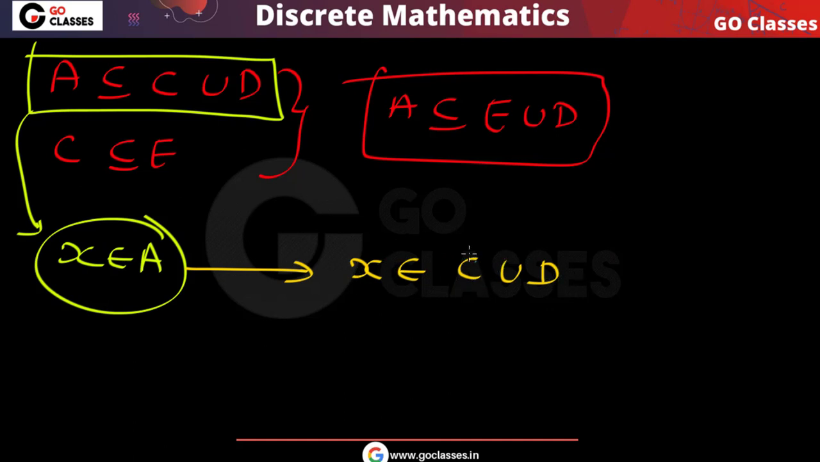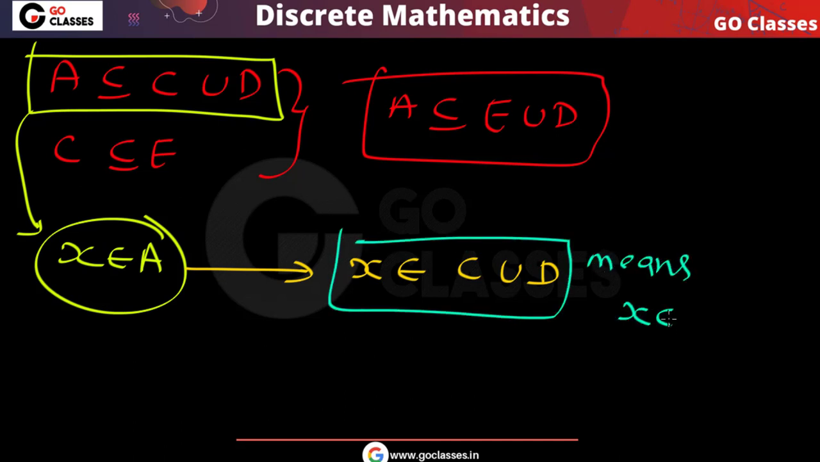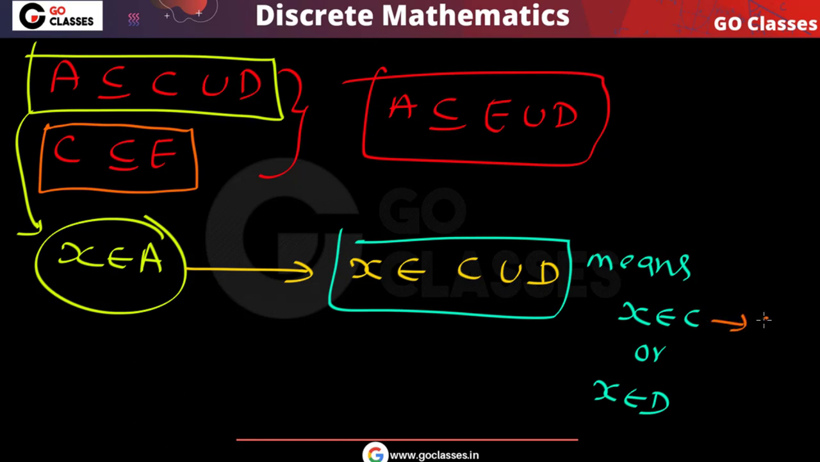So I can say that X is in either C or X is in D. What does this mean? This basically means that X is in C or X is in D. Now if X is in C and C is a subset of E, because we already know C is a subset of E, then I can say X is also in E. And if X is in D, then X is in D. So from these two, X is in E or X is in D.